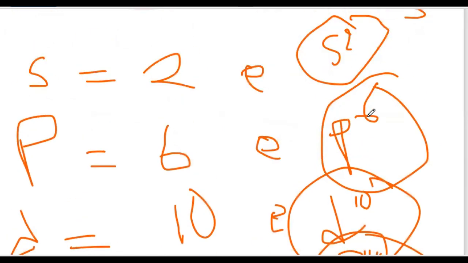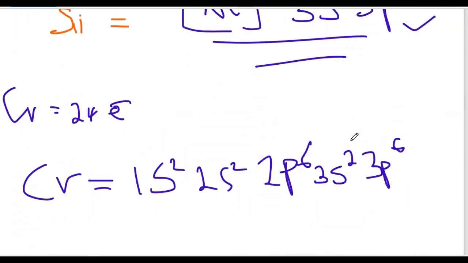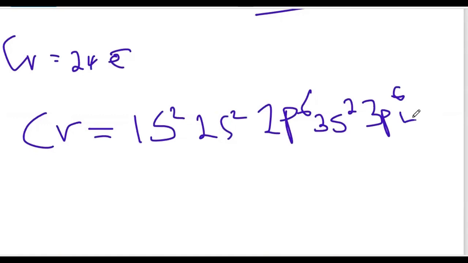Remember here my general configuration. After 3p, we go to 4s and then 3d. So that's what we are going to write there. Okay, 4s, how many electrons will it have? Hello, I'm asking you guys. 2. Okay, then we go to 3d. How many electrons will this 3d have? The ones that are remaining.